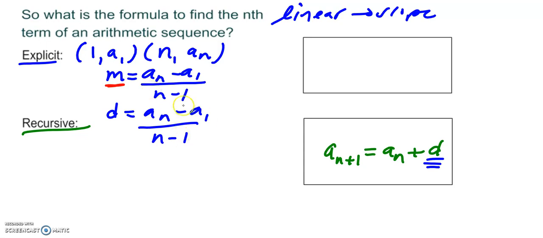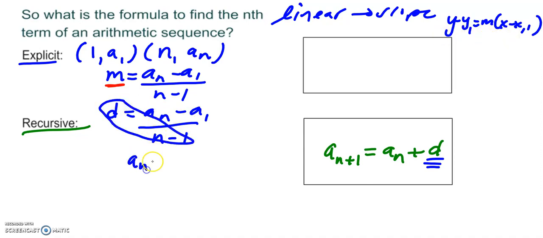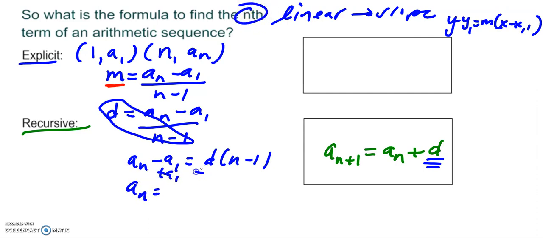And if I thought of this a little bit like point-slope form, y minus y1 equals m times x minus x1, if we wanted to get this equation into this form, we could cross multiply and get a sub n minus a sub 1 equals d times n minus 1. And if my goal is to find the nth term, I would solve for a sub n by adding the first term over. So it would be a sub n equals a sub 1 plus d times n minus 1. And so this here would be the equation to find the nth term of any arithmetic sequence.